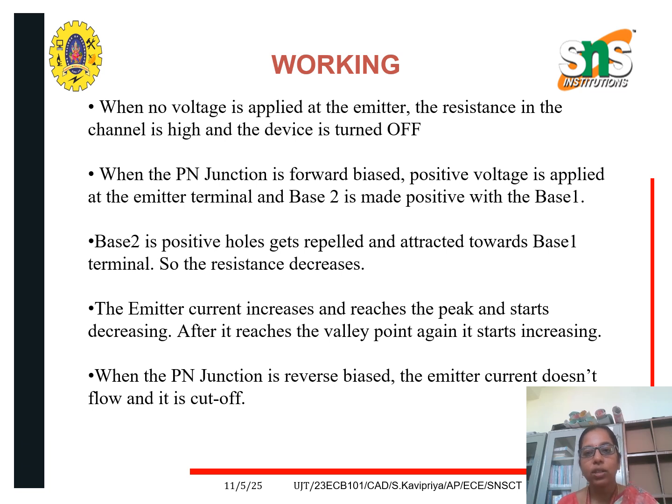When the PN junction is reverse biased, emitter current will not flow, and we call this region the cutoff region.